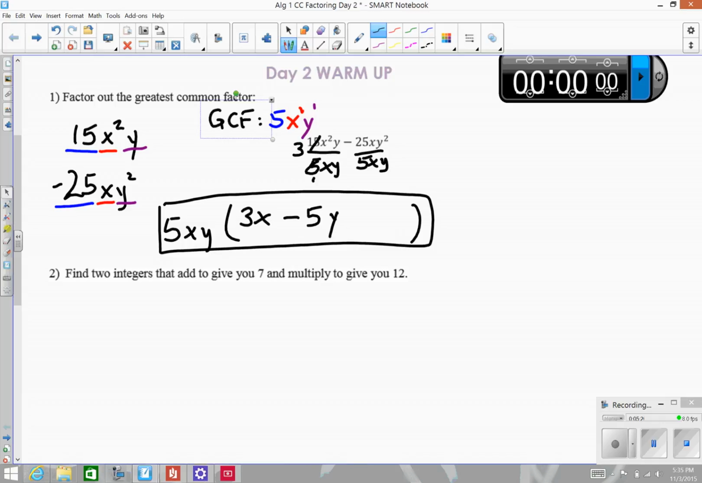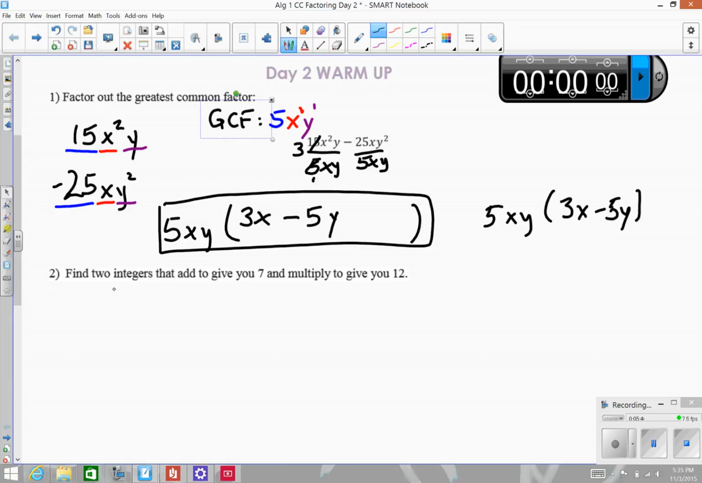And you want to make sure you look at what's left inside parentheses and just double check to make sure there's nothing more that you can factor from there. In this case, this one's done. So we have 5xy times the quantity 3x minus 5y. All right, then number 2, another exercise.